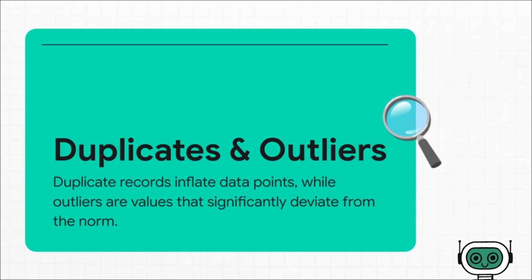Okay, next are content errors. The 2 big ones here are duplicates and outliers. Duplicates are pretty straightforward. They're just identical records that can mess up your counts. Outliers are a little trickier. They're extreme values that are way different from everything else in the dataset.